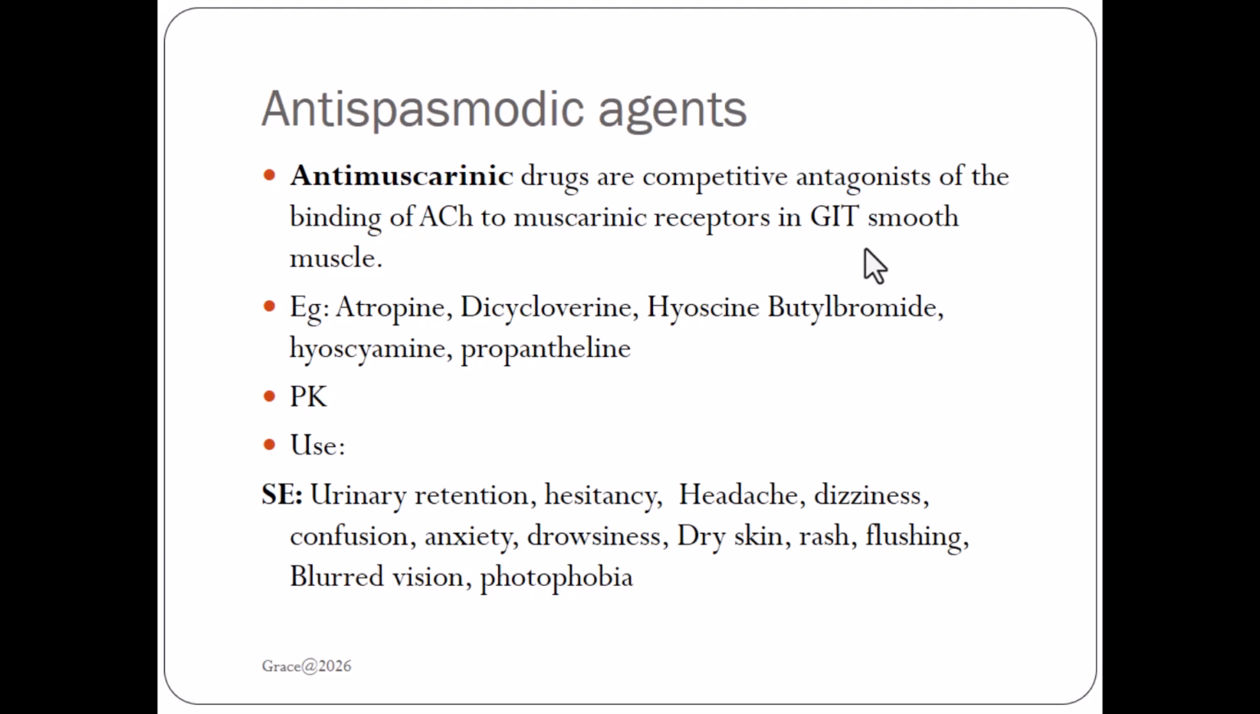These antimuscarinic agents that you give include atropine, hyoscine, and hyoscyamine. What are their side effects? The side effect that we may suspect is urinary retention. The patient may present with headache, dizziness, confusion, anxiety, drowsiness, dry skin, rash, flushing, blurred vision, and photophobia.